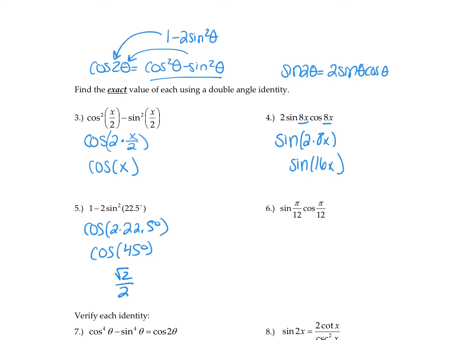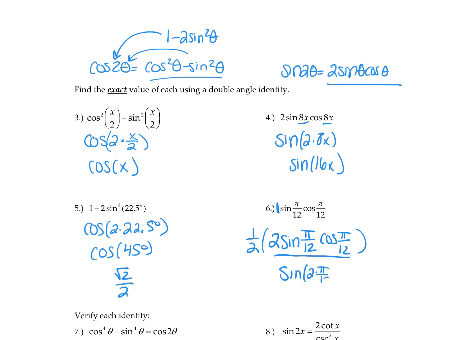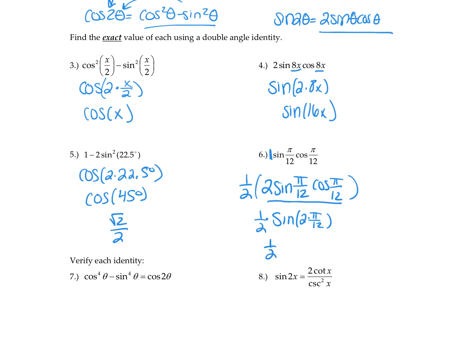Now 6 actually looks a lot like sine of 2 theta, but we're missing something. So instead of having a 2 in front, right now I have a 1 in front. So if I think about it, this really should be 2 sine pi over 12 cosine pi over 12. So to make that have a 1 in front, it means I multiplied this by 1/2. So really now this is sine of 2 theta, so sine of 2 times pi over 12, still times 1/2. Well, sine of 2 times pi over 12 is going to be sine of pi over 6. Well, sine of pi over 6 is 1/2, so 1/2 times 1/2 is going to give me 1/4.